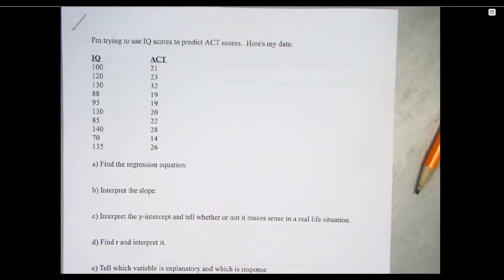Does everybody else need help getting the calculator part squared away? Stat. Well. Linear regression. Bars.